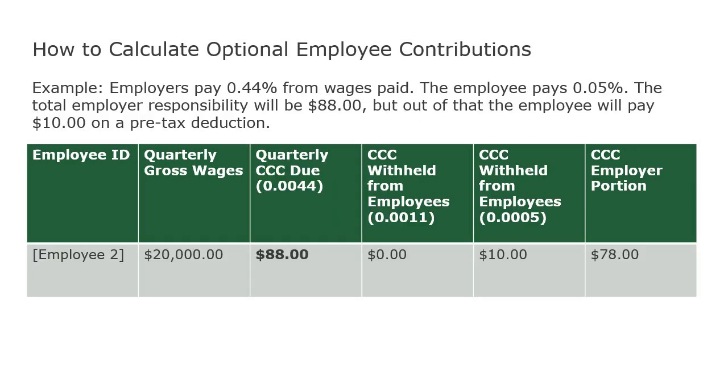And then here's one more example. This is an employee that had 0.05% withheld. So again, these are different amounts that you can withhold from employees, anywhere from 0 up to the 0.11.